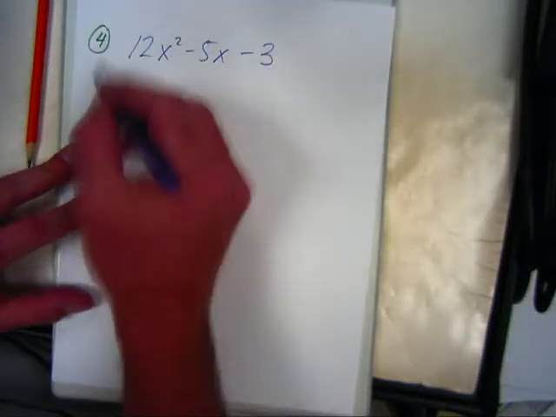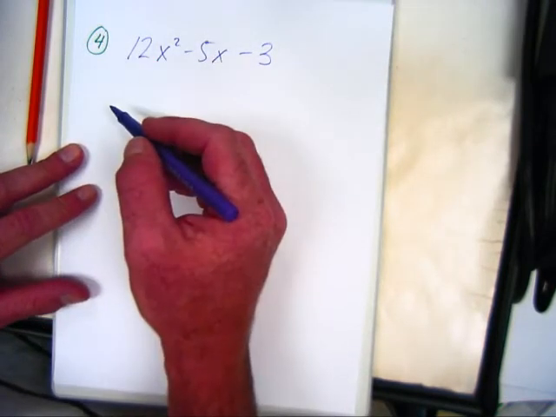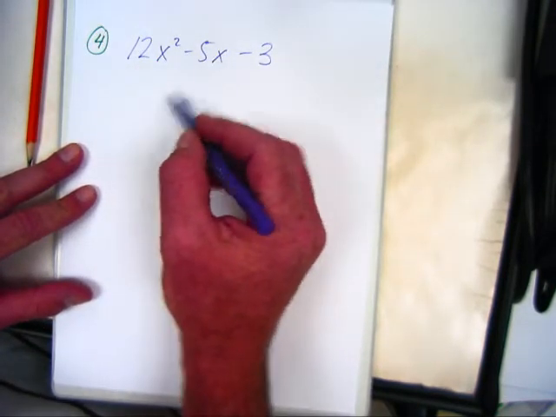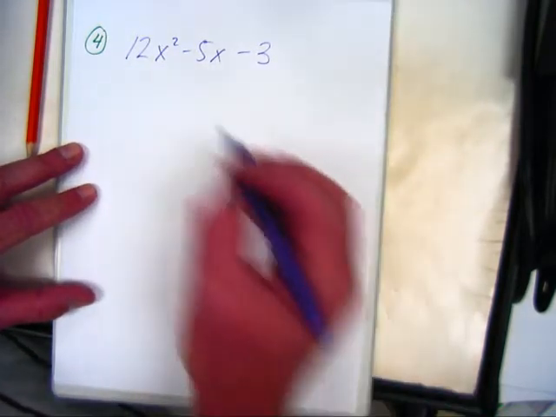For number 4, we're looking at this. We're always looking for a GCF first. I do not see one. We have a trinomial with a coefficient here in front of the x squared. So it looks like we're going to have to use modified grouping.